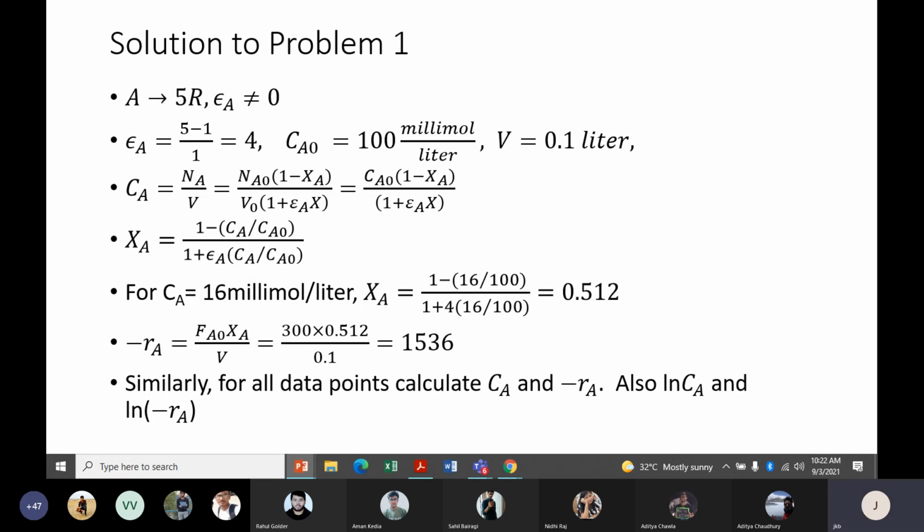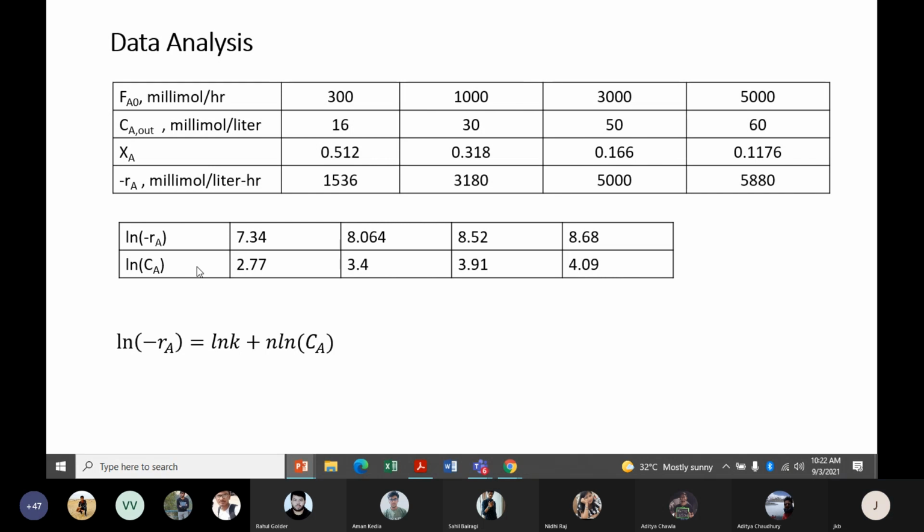Now for different CA, we can get the rate and take log of CA and log of minus RA. Then plot these values. Observe this conversion is calculated. Next, reaction rate is calculated for each run. So 4 data points with different feed rate and different reaction rate for different concentration. Choose this concentration and rate data for the kinetic study. So minus RA and CA.